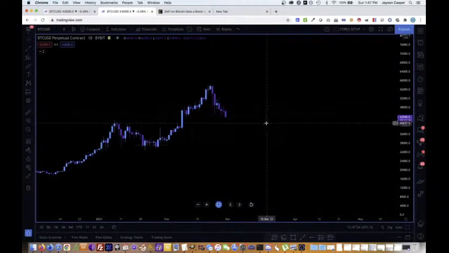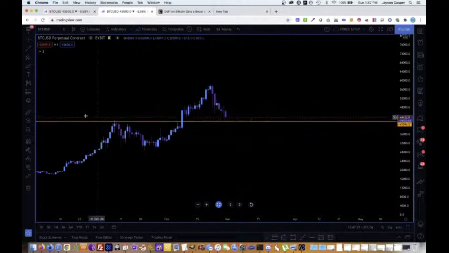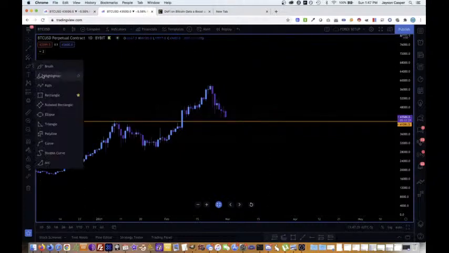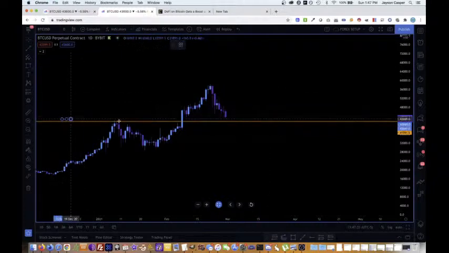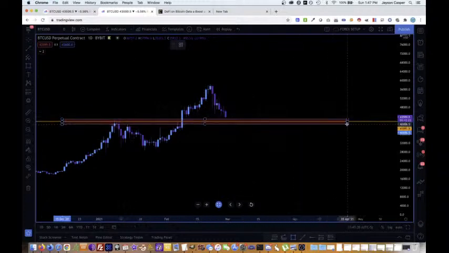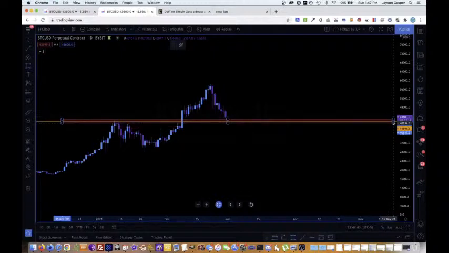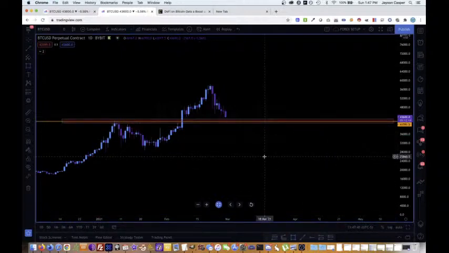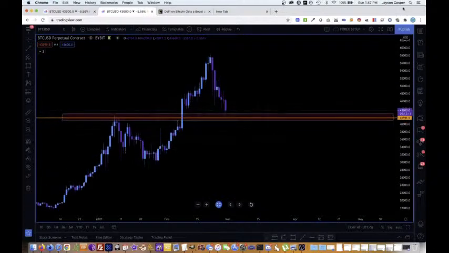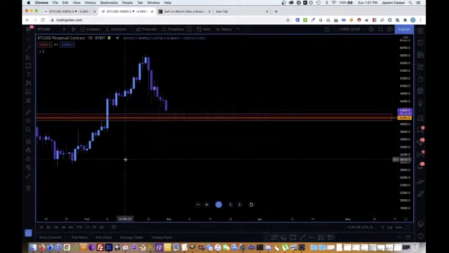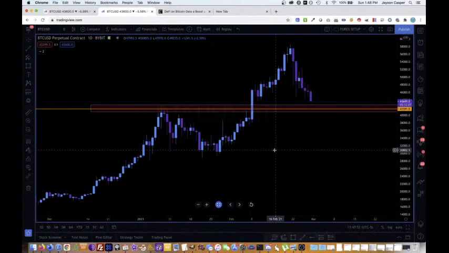I'd mentioned in my past live streams that I think we're probably going to come down and test this area right here. Let me draw a little box around this area. This is what I believe the bottom is, somewhere in this box. And the reason I say that is because this is a very key level of support and resistance.